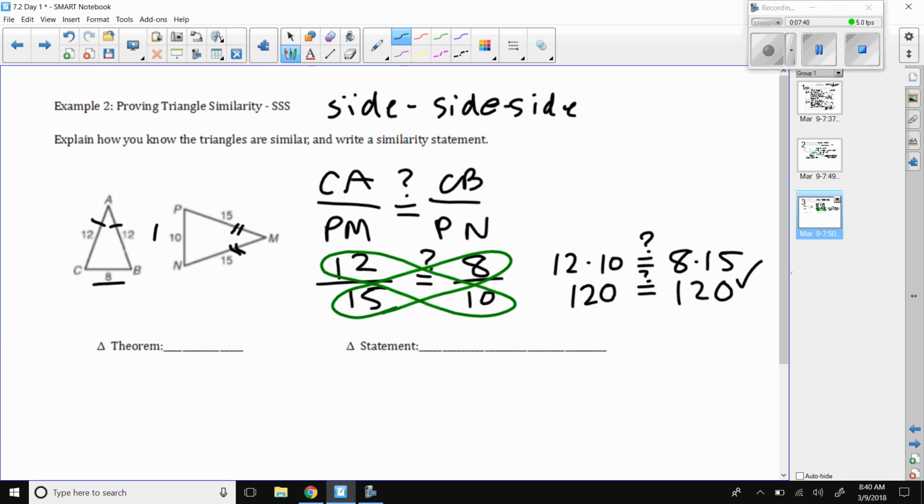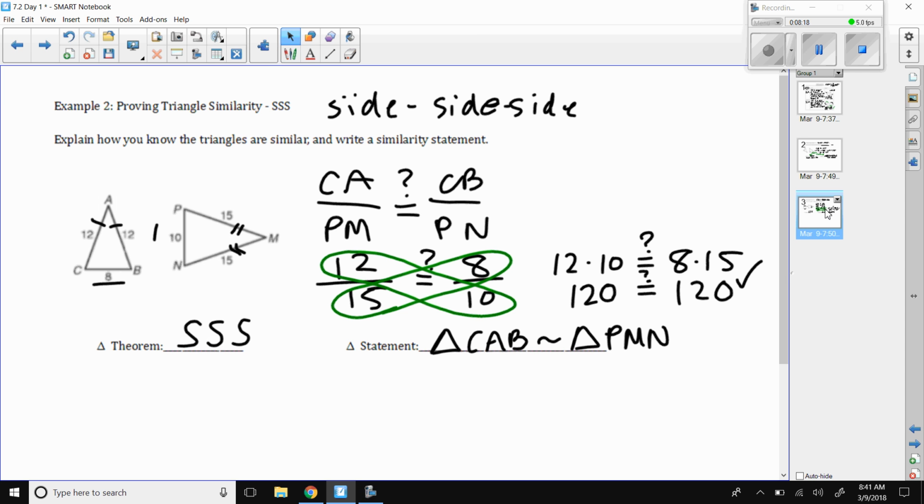Since I can show this proportion, I have the theorem as SSS, side, side, side, and I want to make the similarity statement here. I'm going to call this triangle ABC, similar to, actually, you know what, I'll call it CAB, how I see it here. CAB is similar to triangle, and we'll start at the top. I did CAB, so I need to go from the bottom, triangle PMN. This is what all of your examples are going to look like going forward, so use these to answer the questions. There's only a couple.